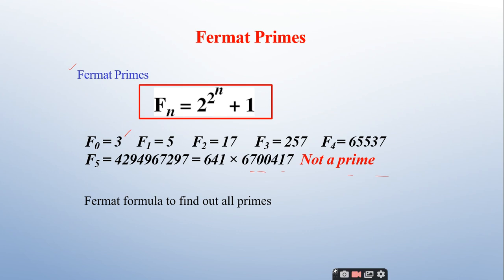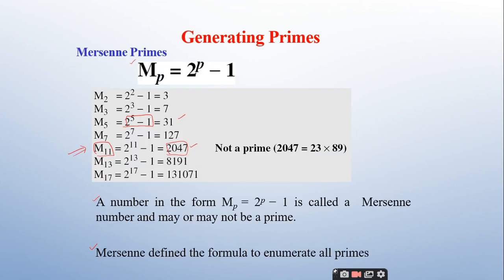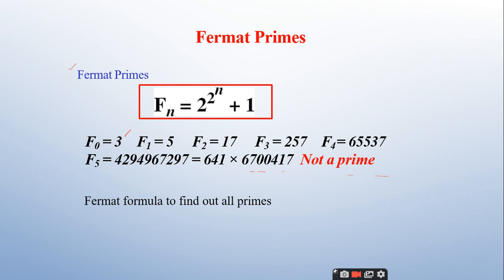After that, we went through Euler's phi function, which is used to find the number of relative primes which are less than n, and later we went through Fermat's little theorem and then Euler's theorem, and then we ended our discussion with generating primes, where we gave 2 formulas like Mersenne primes and Fermat primes.